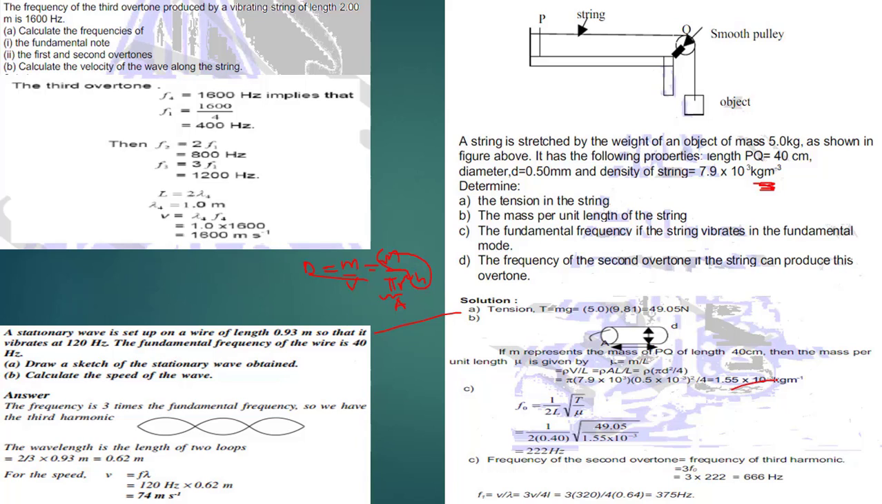Simple, haina shida. Fundamental frequency of the string, if the string vibrates in the fundamental mode, so we know that frequency is n over 2L. Kumbuka hapa ilikuwa ni n, so if the fundamental n is equal to 1, length ya string tumeshaambiwa PQ ni ngapi, ni 0.4 meters. So you put the tension, you put mass per unit length, unapata hiyo.